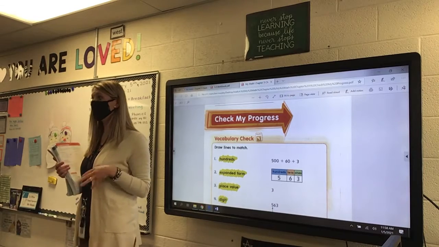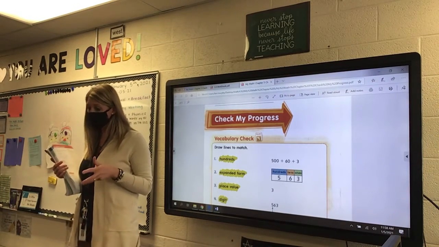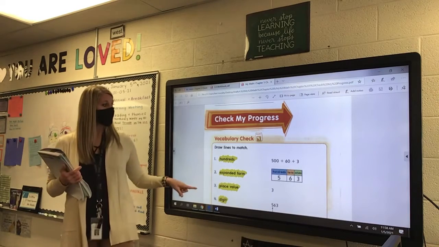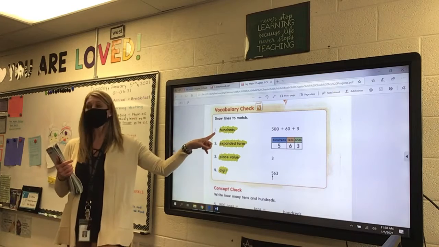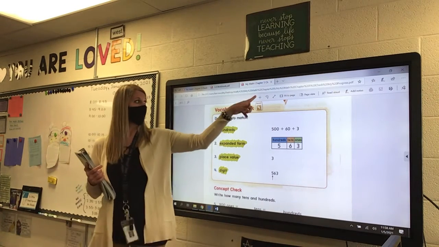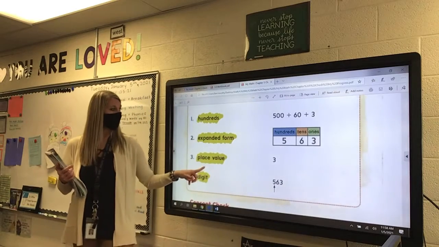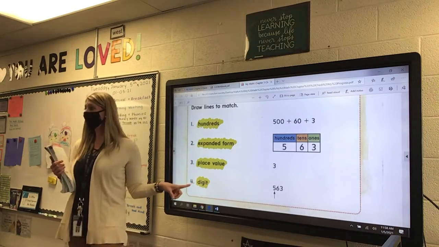That you're understanding what we're learning. I think most of you are doing a great job of understanding what we're learning so far. So we are going to match these vocabulary words. Number 1, I have hundreds. Number 2, I have expanded form. Number 3 is place value. And number 4 is digits.